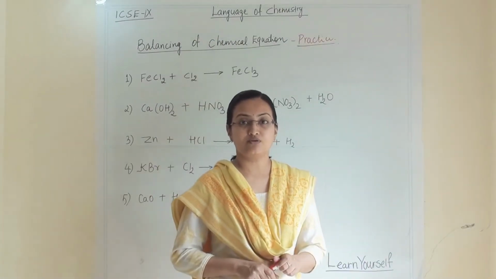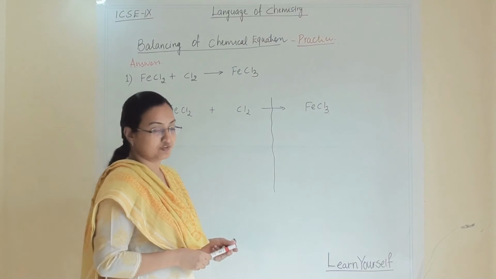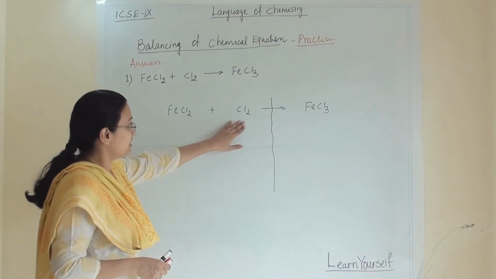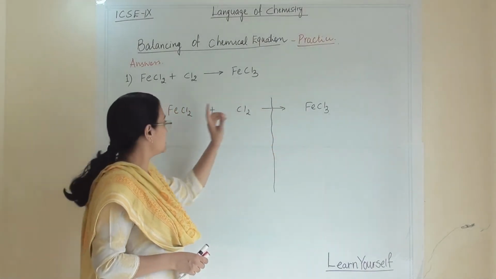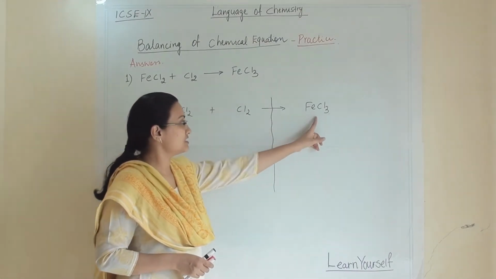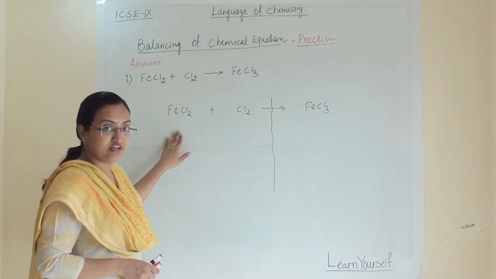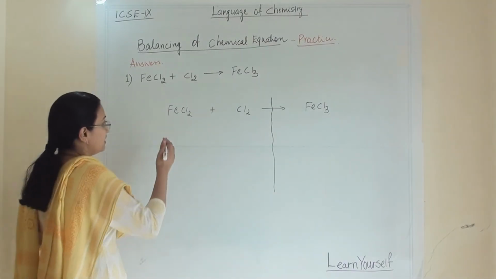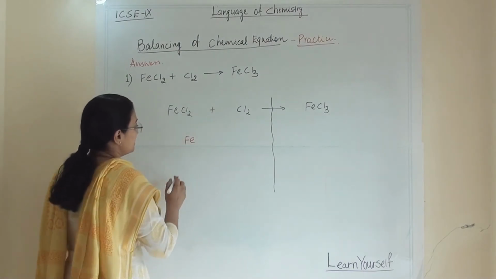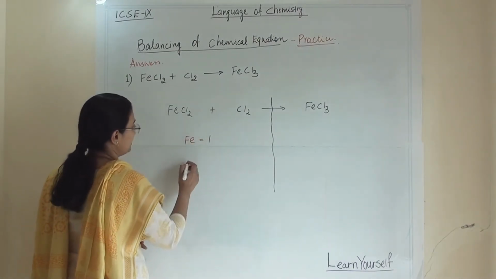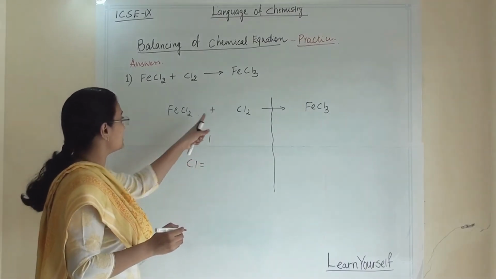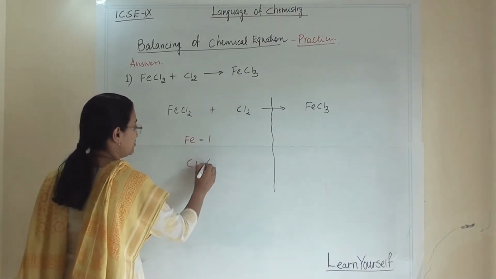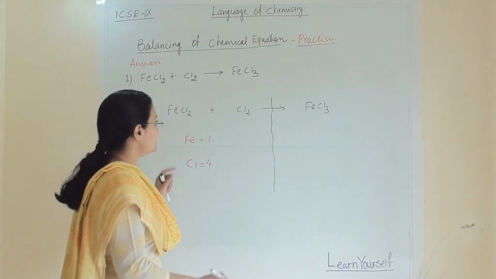Now let us solve some of the questions. We will solve the first question. Here in the equation it is iron chloride, which will give us iron chloride. This is iron 2 chloride, this is iron 3 chloride. So this is ferrous chloride, this is ferric chloride. So in this, let us see how many ions we have. Fe we have 1, and Cl, whenever it is like this, you have to add this to Cl. So 2 plus 2. So how many total Cl do we have? 4 Cl towards the reactant side.